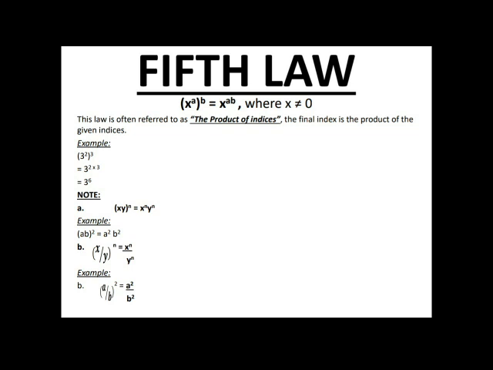We have our open bracket ab, close bracket raised to the power of 2. The a inside the bracket takes on the property of the index outside, which is raised to the power of 2, and the b inside the bracket takes on the property of the index outside the bracket, to give us a raised to the power of 2 and b raised to the power of 2.